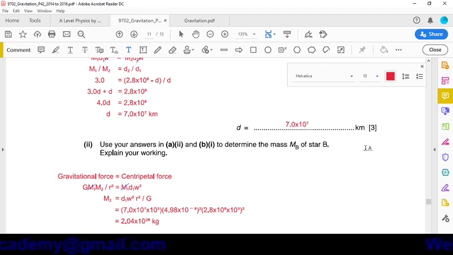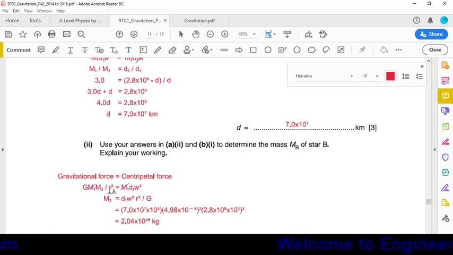We have studied that gravitational force is always equal to centripetal force when an object is moving in a circle. Gravitational force between the two stars is given as G m1 m2 over r square, where m1 is the mass of star A and m2 is the mass of star B, and r is the separation between them.